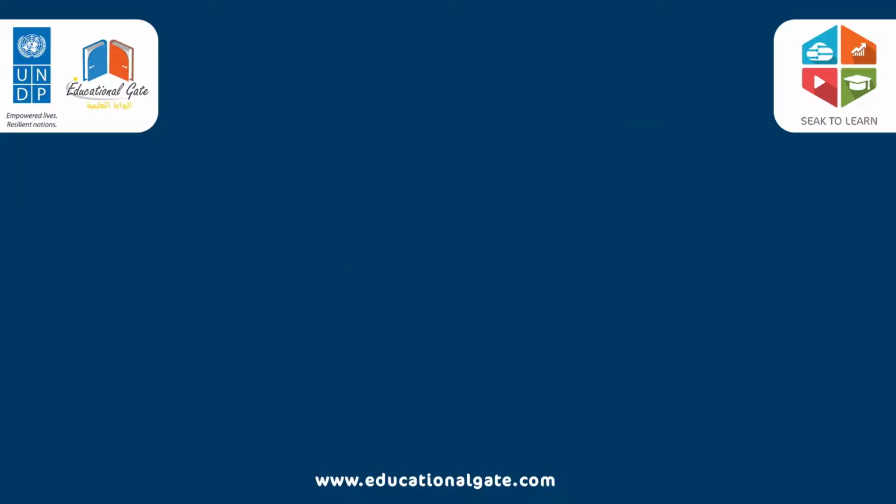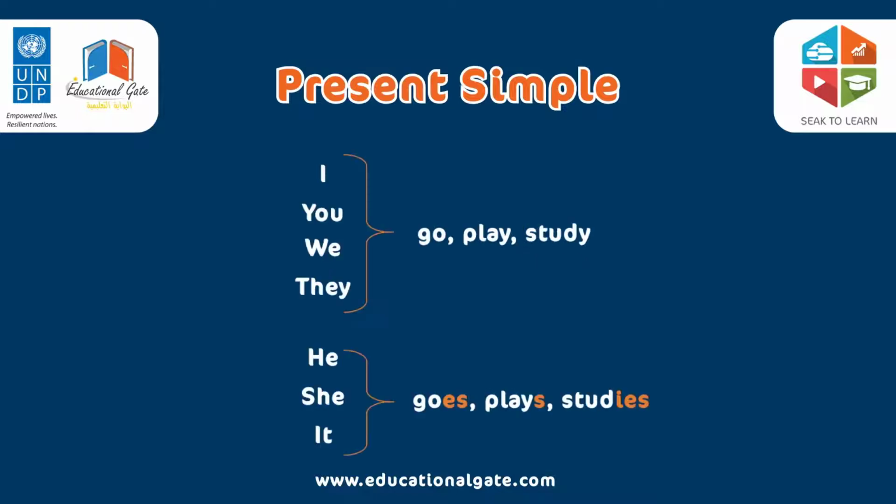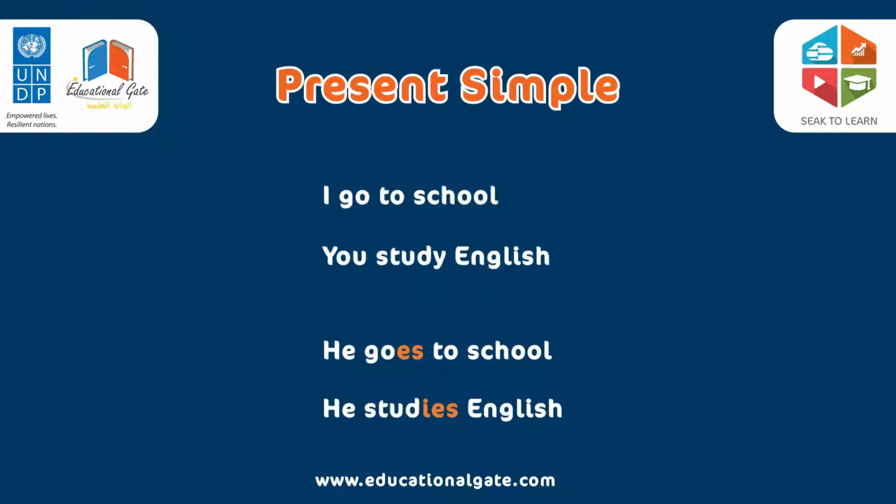Now, let's see how we can form this tense. I, you, we, they: we have verb 1 like go, play, study. He, she, it: we have verb 1 as well, but we don't say go, we say goes. We don't say play, we say plays. We don't say study, we say studies. Let's have a look at these examples. I go to school. You study English. He goes to school. He studies English.